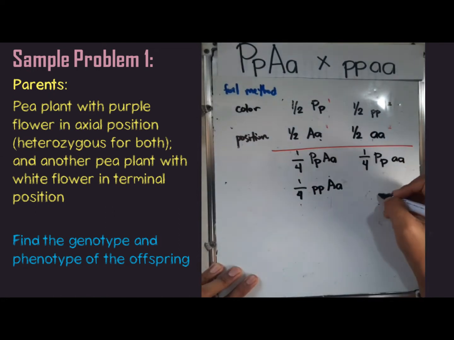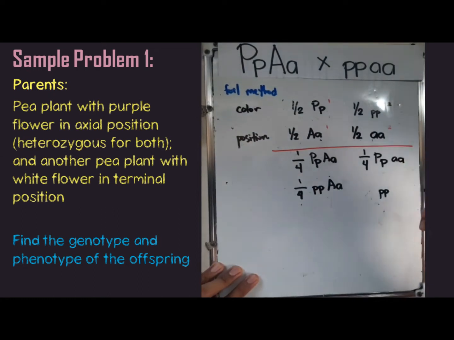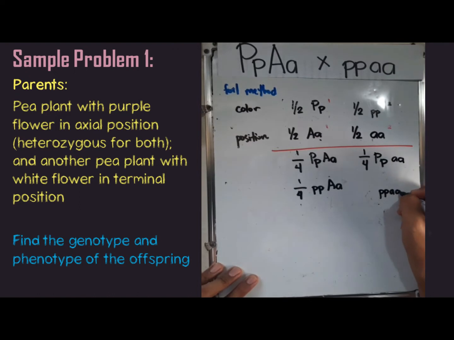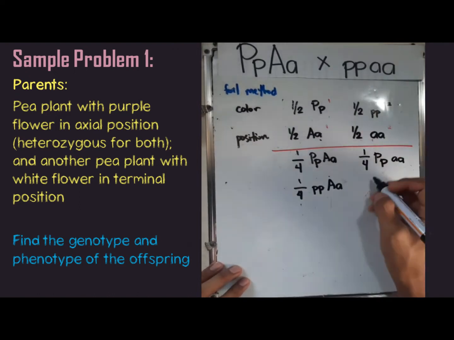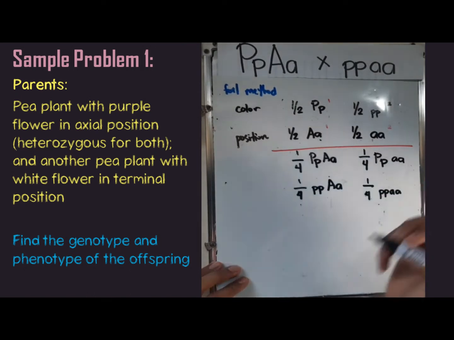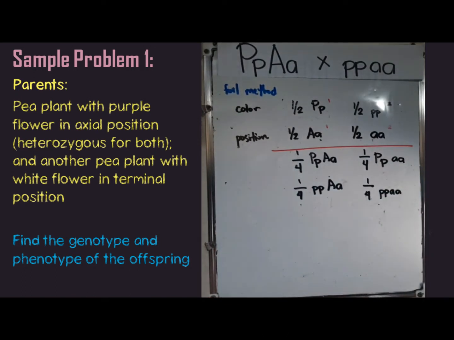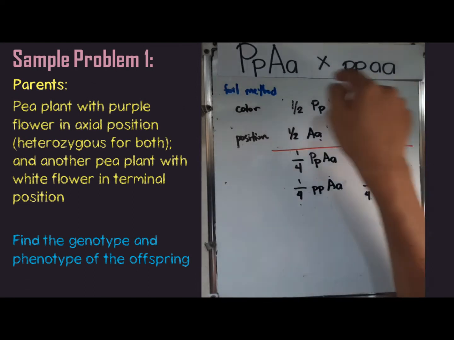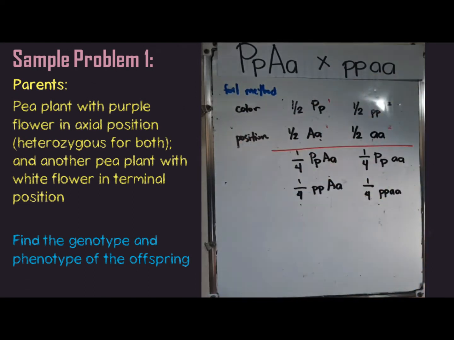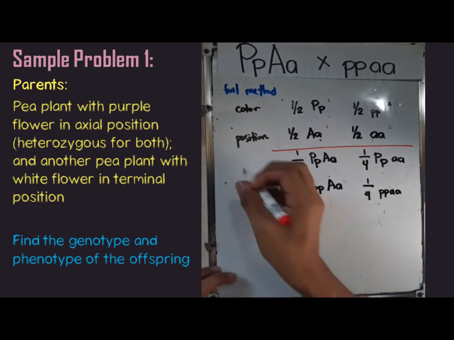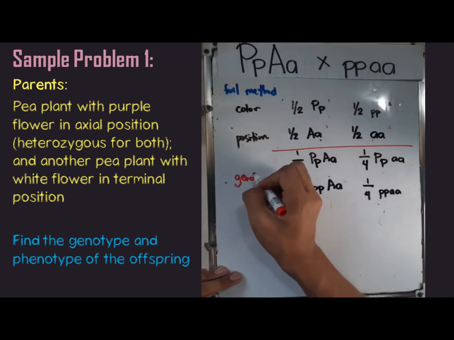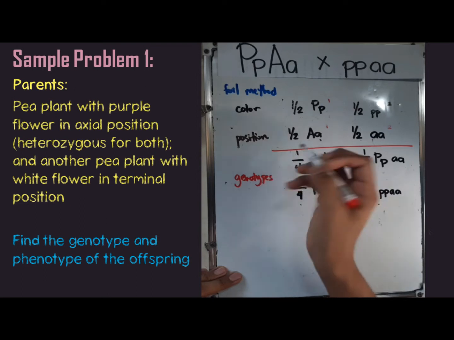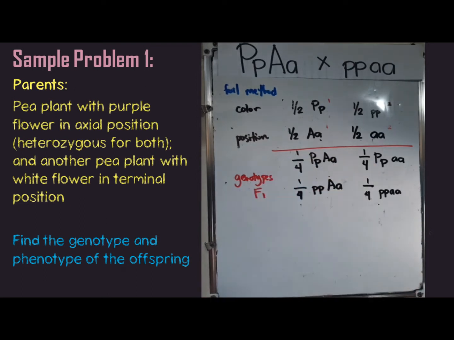Then the remaining part, homozygous recessive white flower and homozygous recessive terminal possession. 1/2 times 1/2, we are going to arrive with 1/4. So basically, that is now the cross that would be present on this particular offspring. So now basically, this is now the summary of the genotypes of the F1 generation or of the offspring of this parent.